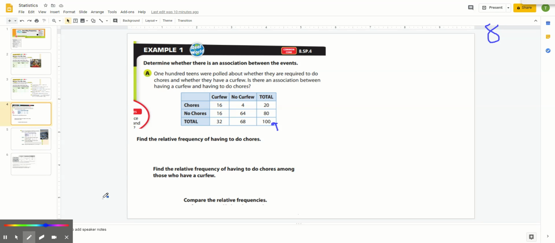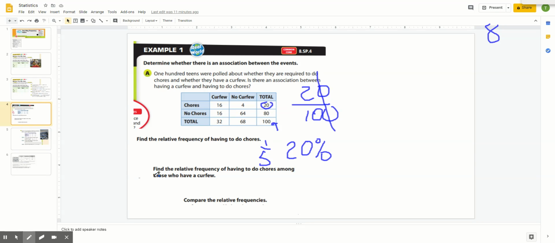All right, so let's find the relative frequency of having to do chores. All right, so having to do chores. All right, so hopefully you guys calculated that accordingly, right? So how many people had to do chores? We had our total number 20 out of 100, right? Also known as, get rid of the zeros, divide by 2, or 2 tenths, and we have 1/5, also known as 20%.